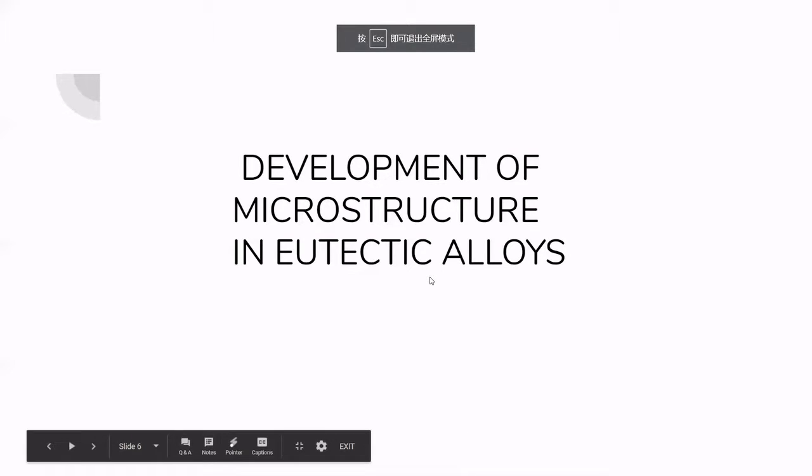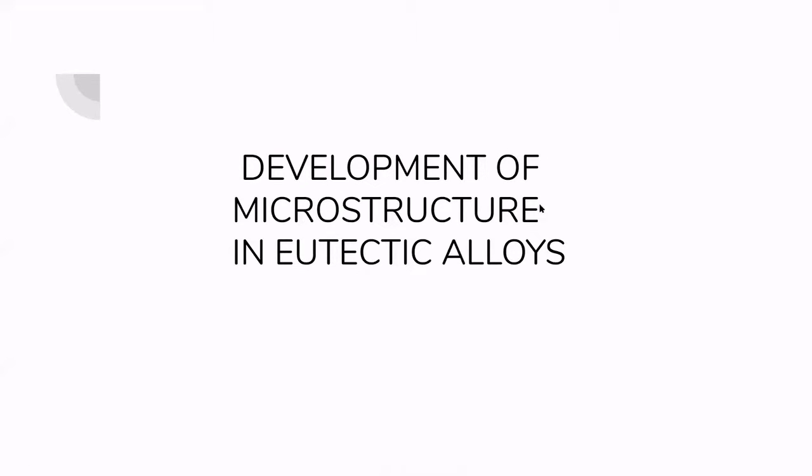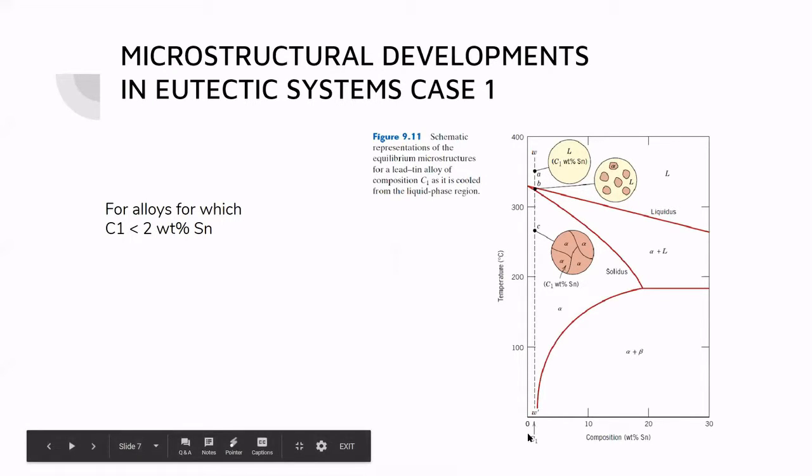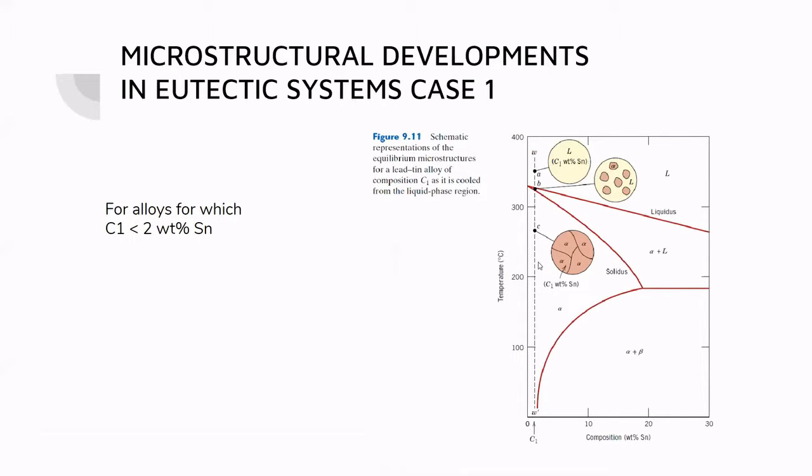All right. Hello, I'm Guanlin Zhao. I'm going to talk about development of microstructure in eutectic alloys for case 1 and case 2. So in case 1, here is a lead-tin alloy at composition C1. So it's at around 2 weight percent. So in here, at point A, it's all liquid, and when the temperature goes down, it moves to point D.